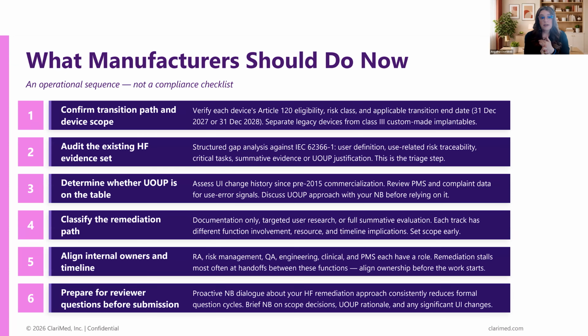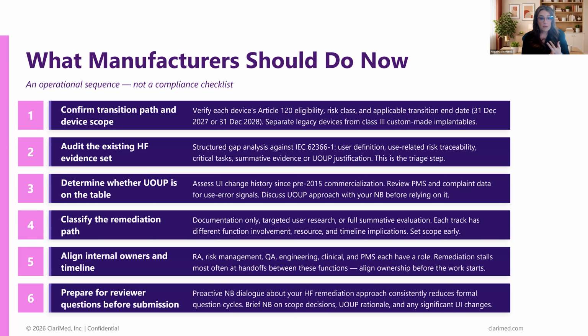Confirm transition path and device scope. I think we talked about this. How does your device fit into the buckets? Is it class 2A, class 2B, class 2B implantable, class 3? Where does that land? Pull in your reg folks. Do you have to make adjustments here? There were some legacy devices that had to be up-classified. That was a rude awakening, right? So let's look at that.